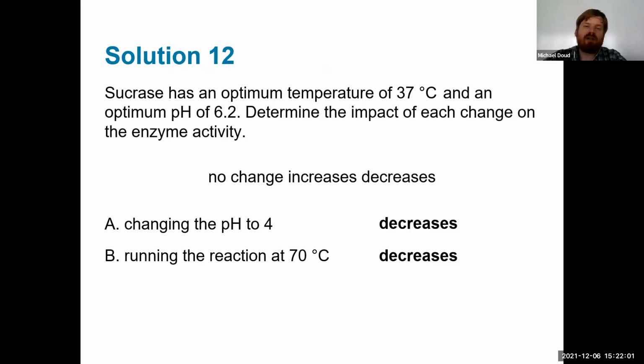Okay, well, no surprise here. Both of these are going to decrease the activity of sucrase. Again, these enzymes are very sensitive to both pH and temperature. If we change the pH by a whole 2 units, we're going to decrease the activity of the enzyme. Likewise, running a reaction above 50 degrees Celsius would completely denature the enzyme, and so it's going to decrease the activity of the enzyme down to 0.